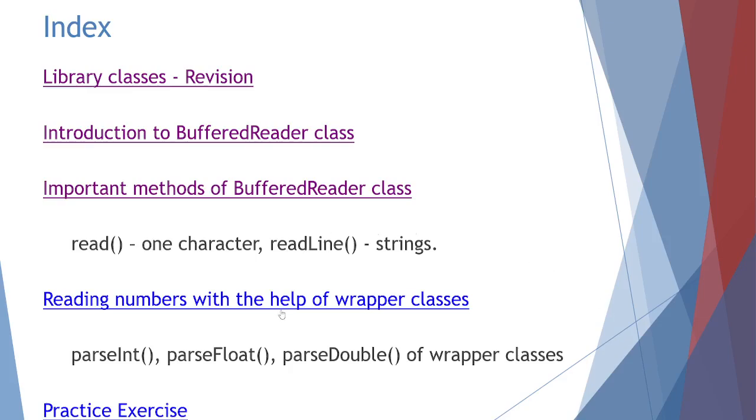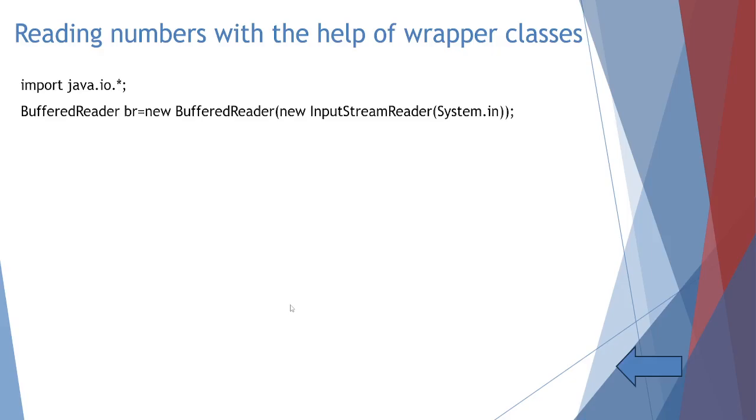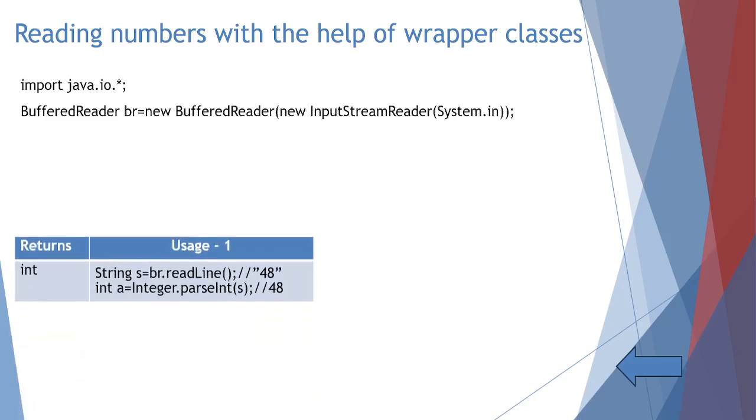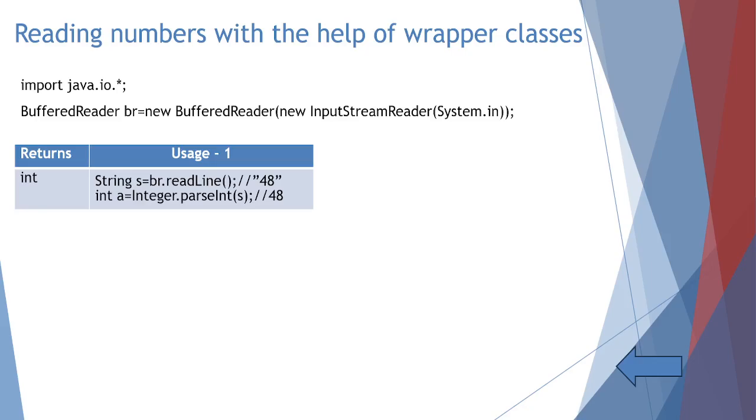Now reading numbers. Now we understood how to read a character and how to read strings. But what if we want to read numbers? In the Scanner class, we had nextInt, nextFloat, nextDouble kind of methods. But here, what do we do? First of all, import java.io.*, BufferedReader already declared. And we want to read a number.